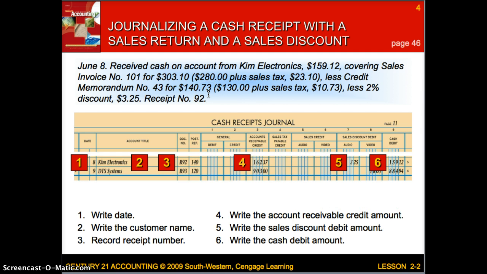So now let's go up and think about this. What are we waiting to receive? It shows us here that it's 162.37. Now that number is not given up here to us, but we know our sales discount debit is $3.25, and we know we have to put in our cash debit of $159.12, which was given here. So when we add those two together, our accounts receivable credit is $162.37.